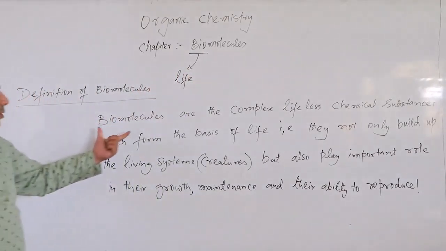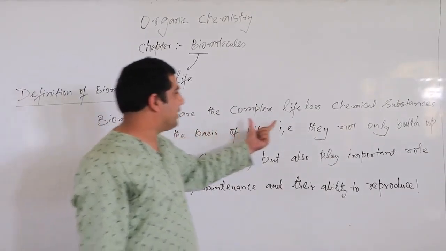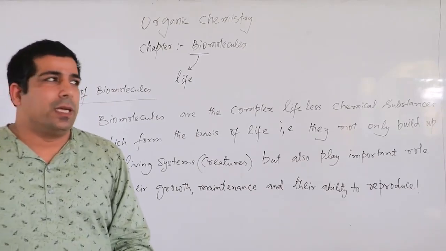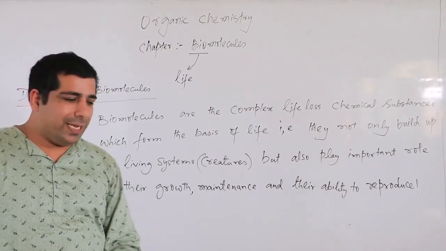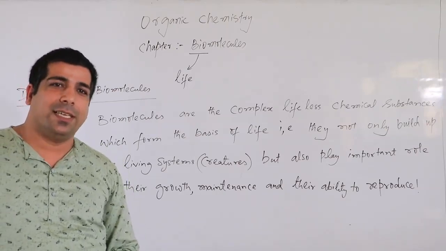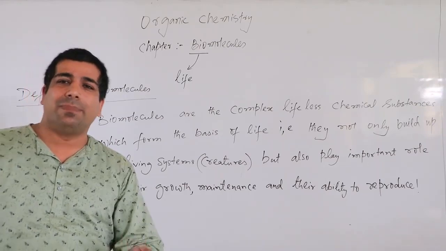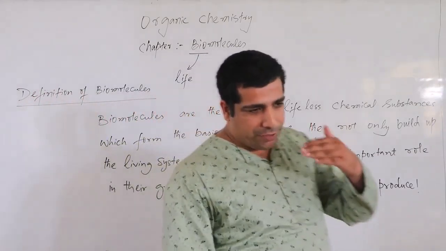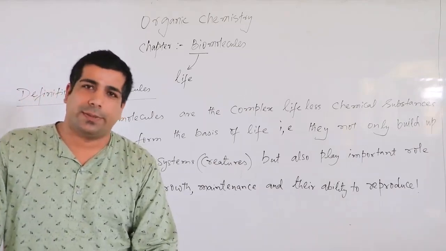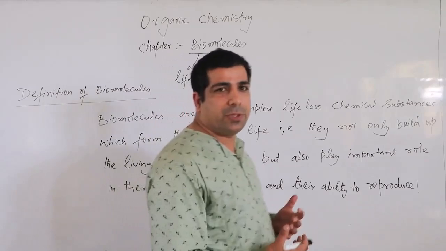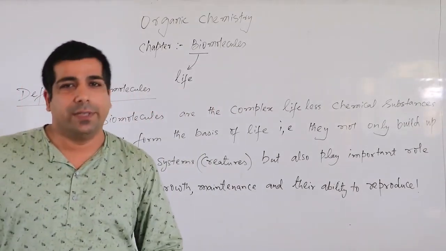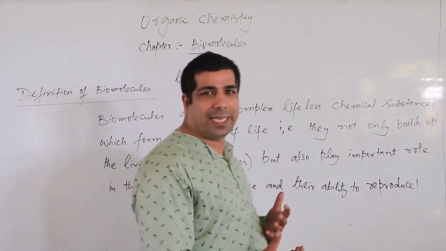So let's go for the definition of biomolecules first of all. Biomolecules are the complex, lifeless chemical substances. My dear friends, when we go into the atomic world, first of all we think of colored charges, especially gluons, and later we move on to leptons and quarks. When we shift further up, we move on to the level of protons and neutrons. Further ahead, we come to the atomic level, and then one step ahead, the molecular level. Now molecules can be either simple or complex.